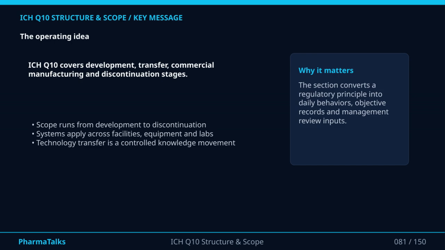Why does this matter? Because ICH-Q10 translates broad regulatory principles into everyday actions. It guides the creation of objective records, supports routine management reviews, and helps embed quality into daily operations. This makes it easier for organizations to maintain compliance while continuously improving their processes.